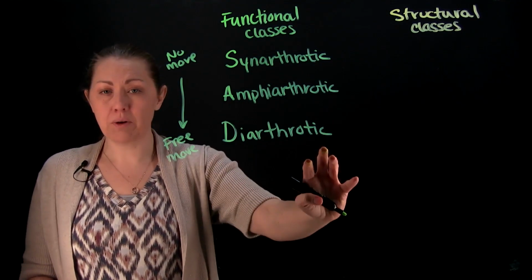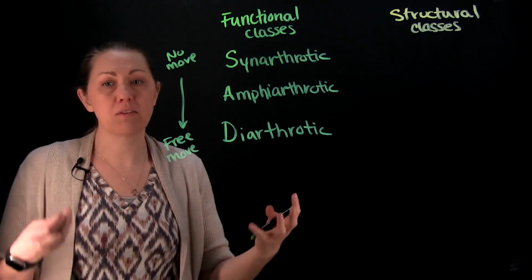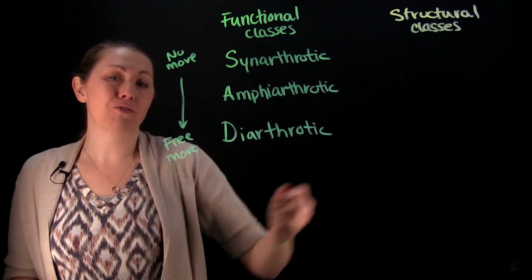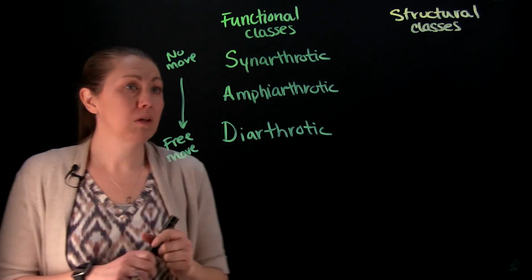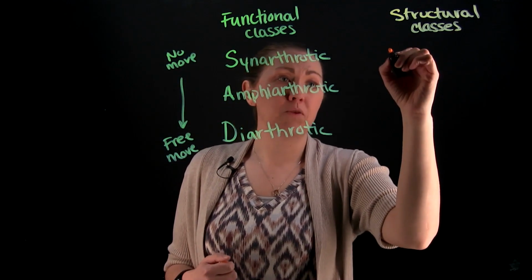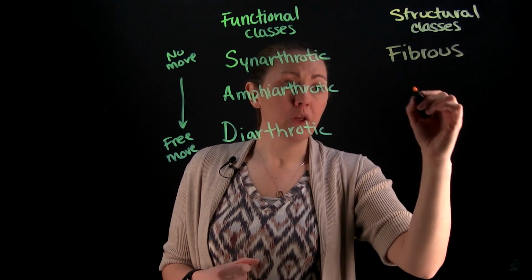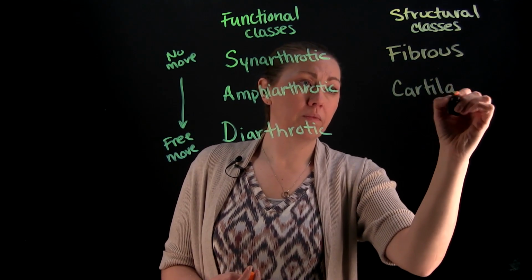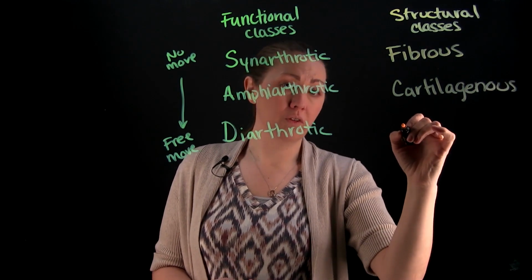And then diarthrotic, which are the ones that you really picture or think of when you're like, oh, I'm studying the joints, so the things that move around. Now, there are also 3 structural classes, again, based on the material that you have between the joints. You can put fibers between things, so it would be your fibrous joints. You can put cartilage between things. Or you can put synovial fluid between them.